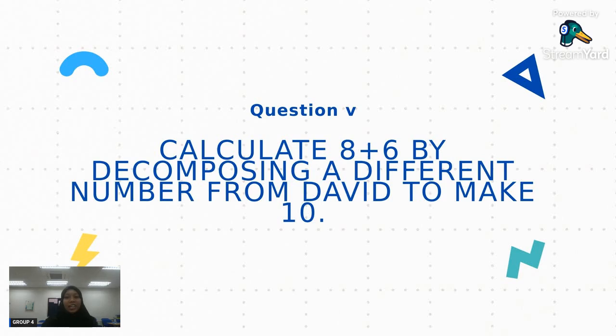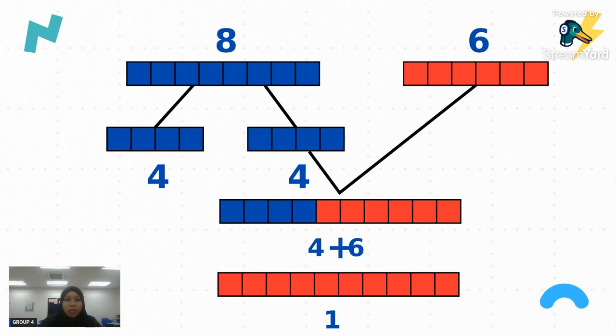Question 5. Calculate 8 plus 6 by decomposing a different number from David to make 10. So for 8, we represent it by blue blocks, and for 6, we represent it in red blocks. For the blue blocks, we divide them into 2 equal parts. So one part will get 4, and another part also gets 4 blue blocks. So to make 10, we combine blue blocks and red blocks. So 4 blue blocks combined with 6 red blocks. So we get 4 plus 6 and we get 10.